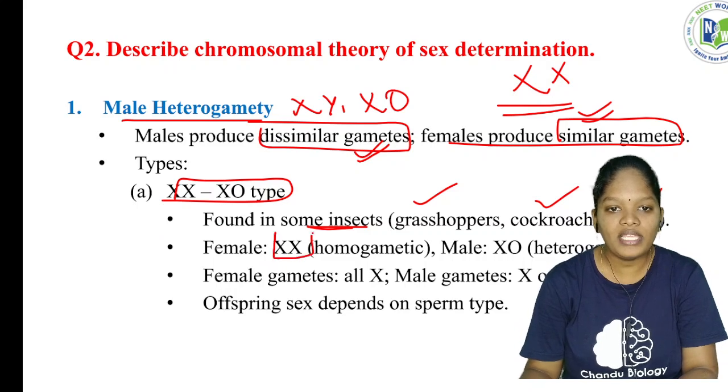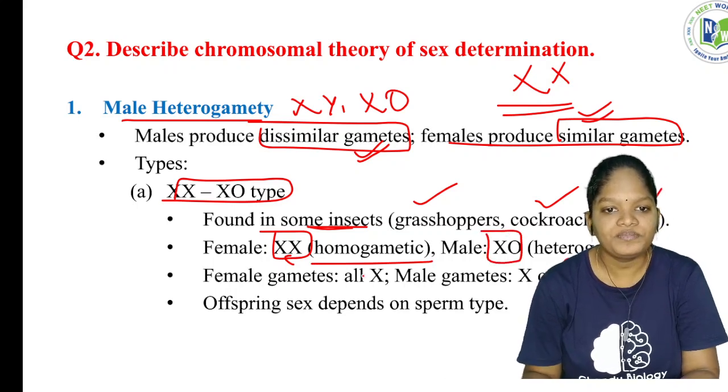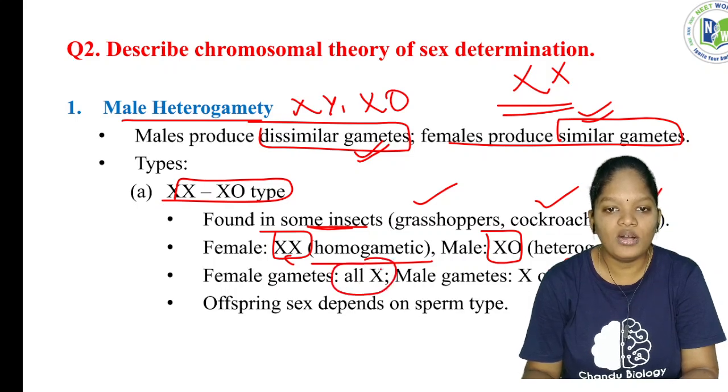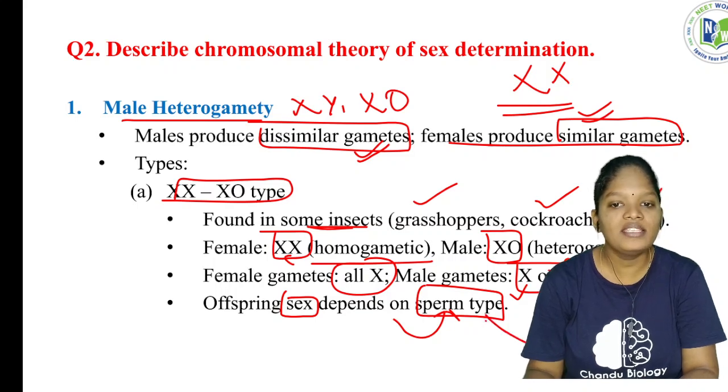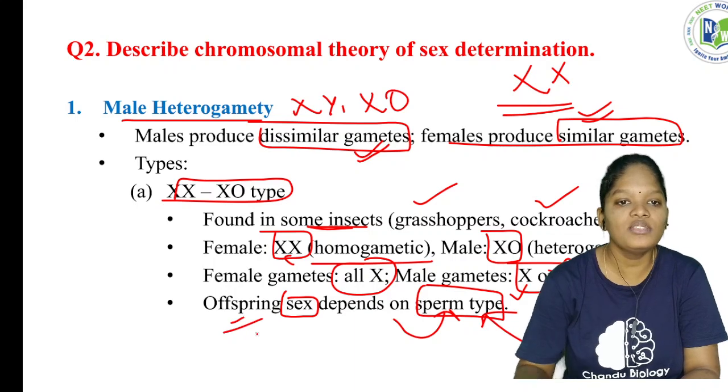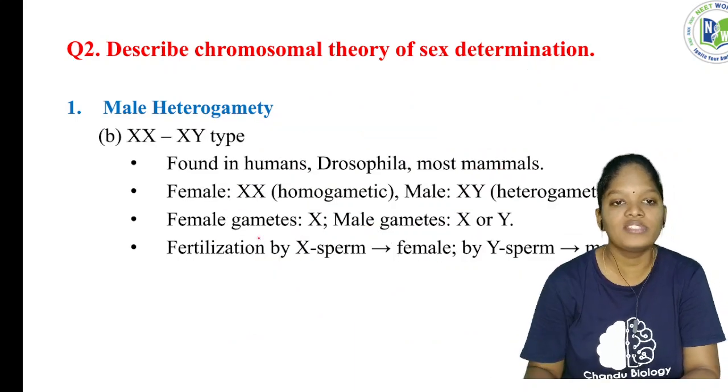Now the female is XX, producing the same gametes, so that is homogametic. The male will be XO, producing different gametes, so that is heterogametic. In the female, all gametes are X. In the male, the gamete may be X or O. So the offspring sex depends on the sperm type, because whether it is the X or the O that fuses with the X decides the offspring sex. So here the decider of sex will be the male.